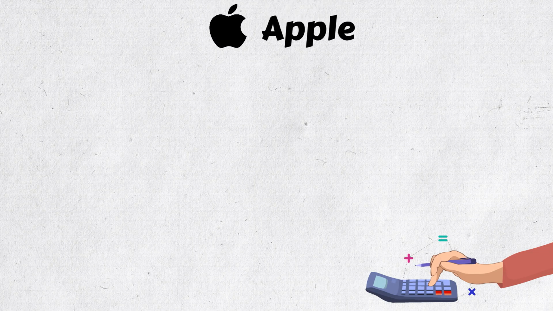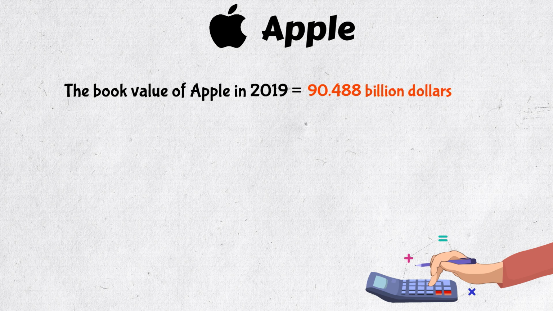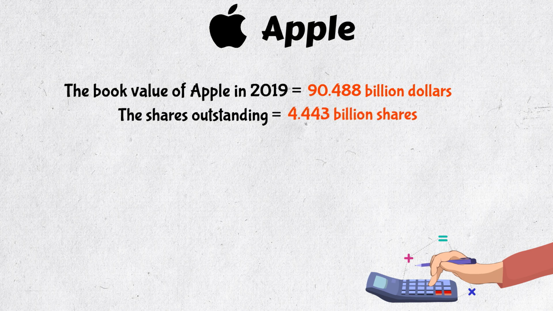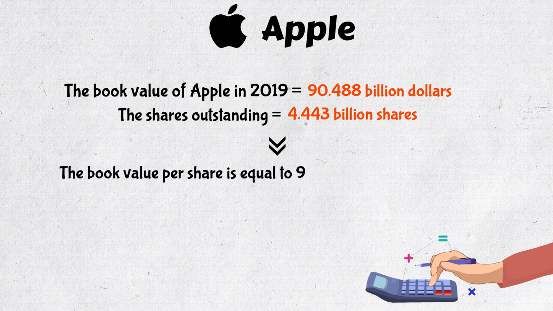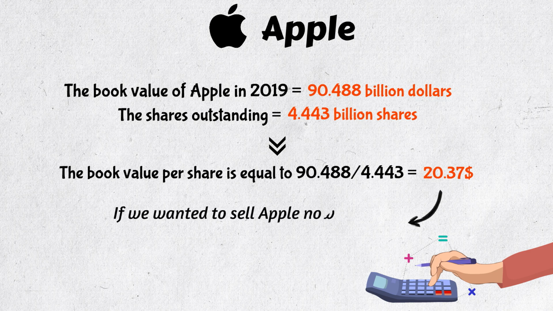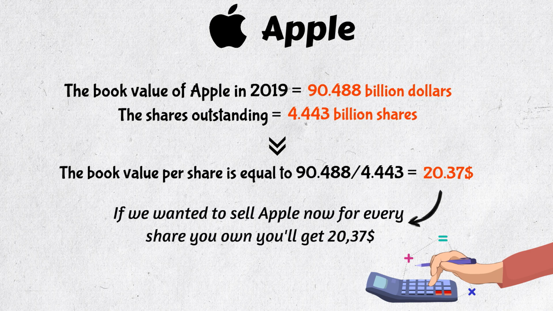Let's take the example of Apple. The book value of Apple in 2019 was $90.488 billion, and the shares outstanding was 4.443 billion shares. So, to get the book value per share, we take 90.488 divided by 4.443. This gives us $20.37, which means if we wanted to sell Apple right now, for every share you own, you'll get $20.37.